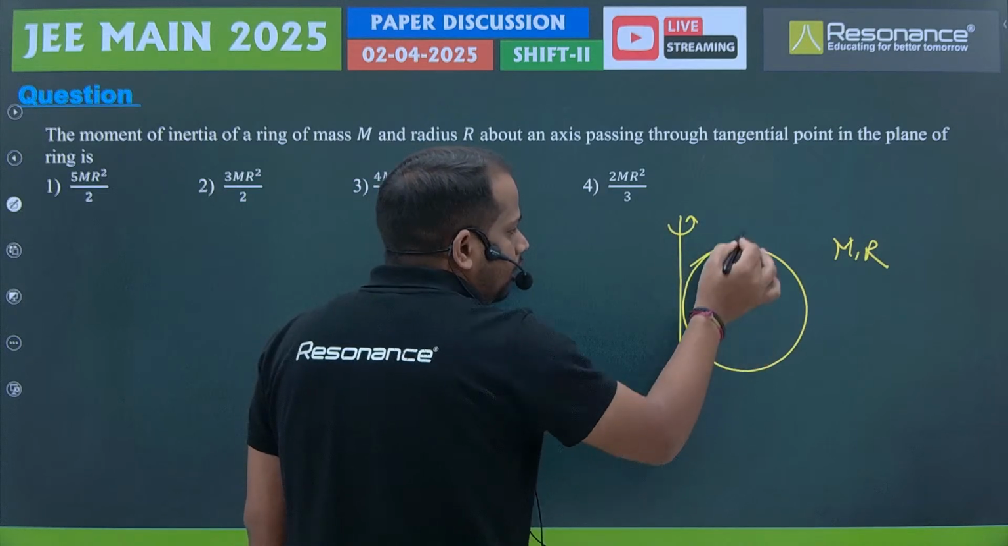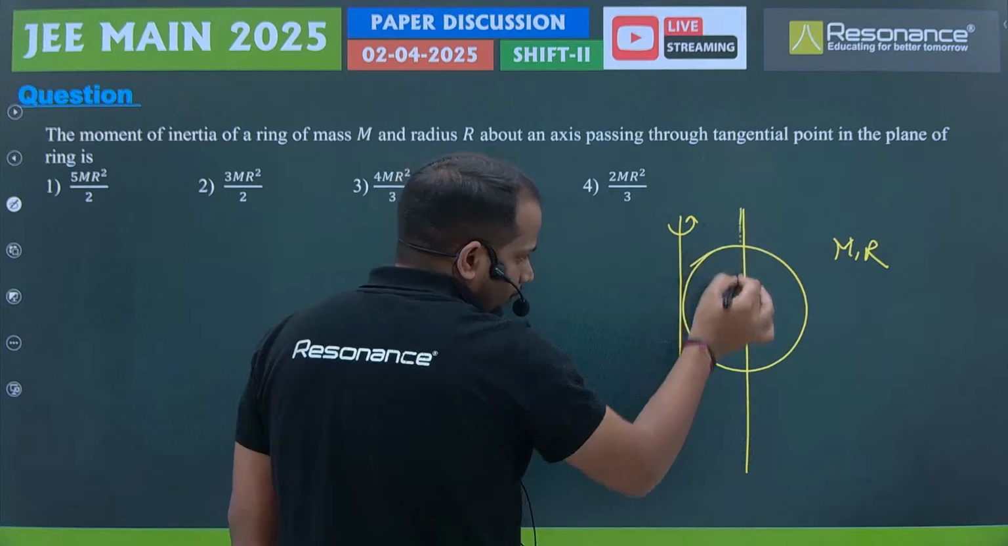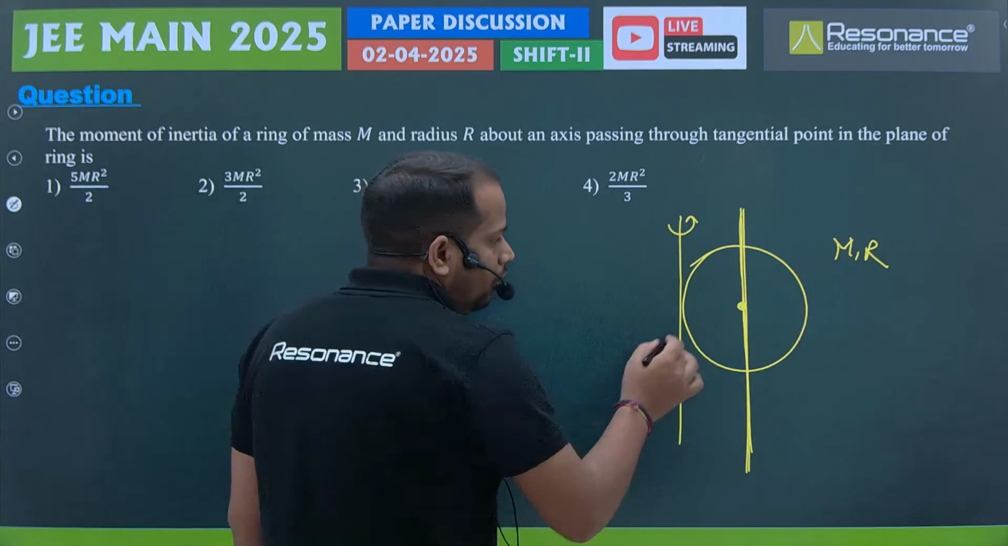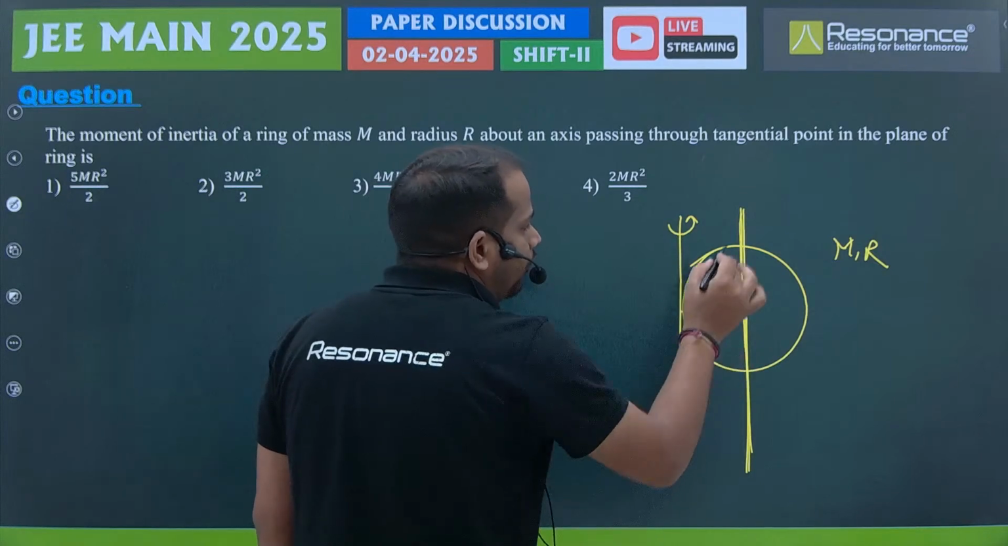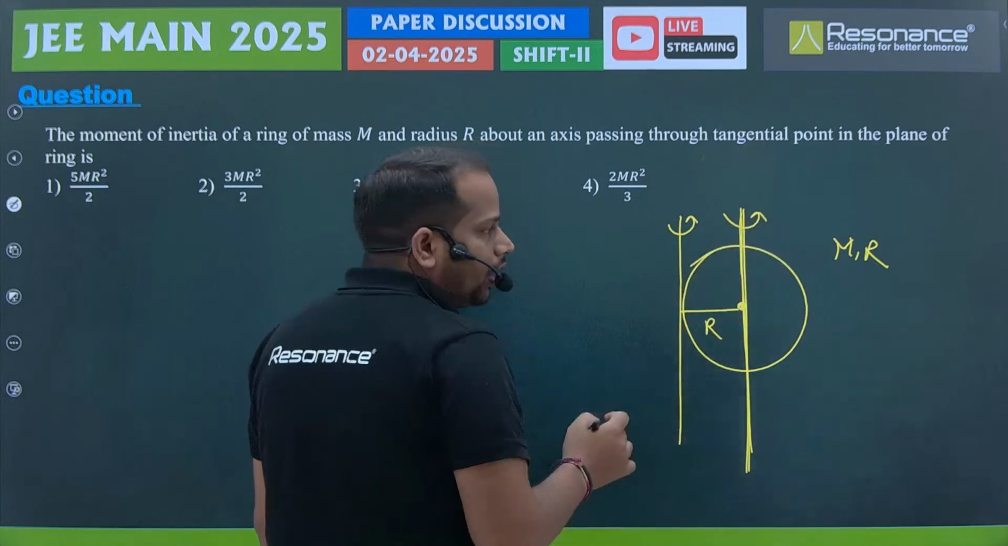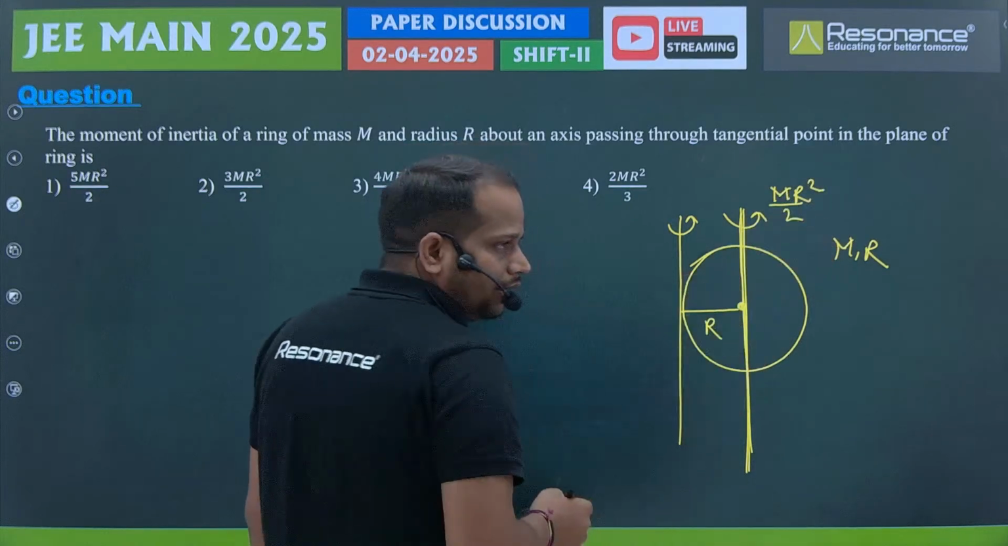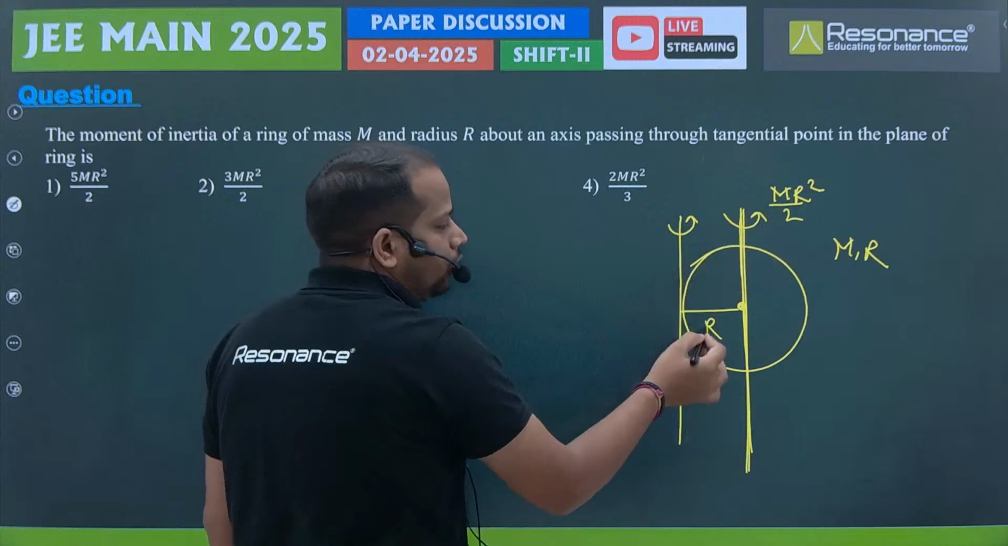So we all know, we can draw an axis passing through the center of this ring, right? What is this distance here? R. We all know the moment of inertia of a ring about its diameter. This is mr square by 2 over here, right? This is mr square by 2, and what is this r?